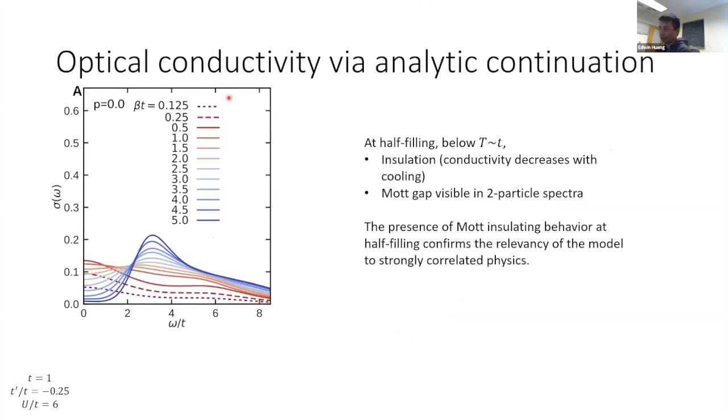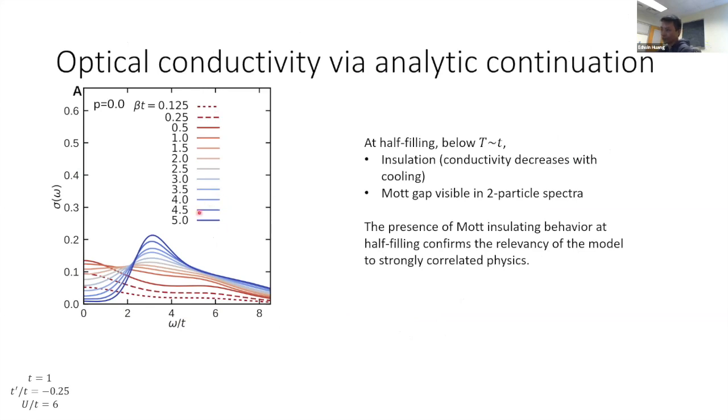So here is data for the optical conductivity obtained by Monte Carlo calculations, analytically continued via maximum entropy. This is the optical conductivity in units of e squared, the electron charge, divided by h bar, as a function of frequency in units of the hopping t. And these different curves are different temperatures. The red curves are the hottest temperatures, the blue curves are the lowest temperatures.